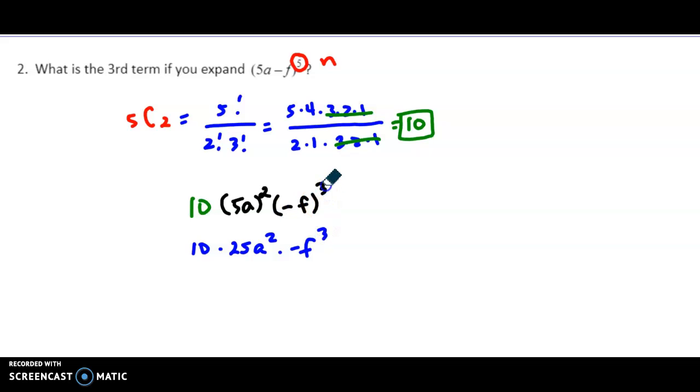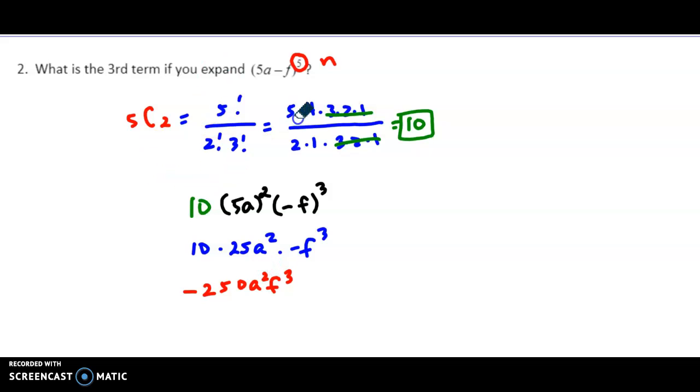If you have a negative raised to an odd exponent, that's going to be negative. So what I'm actually going to do is bring that negative out to the front. So that's going to be a negative 250a squared f to the third power. So this would be your third term if you were to expand out this binomial. Okay, so negative 250a squared f to the third.